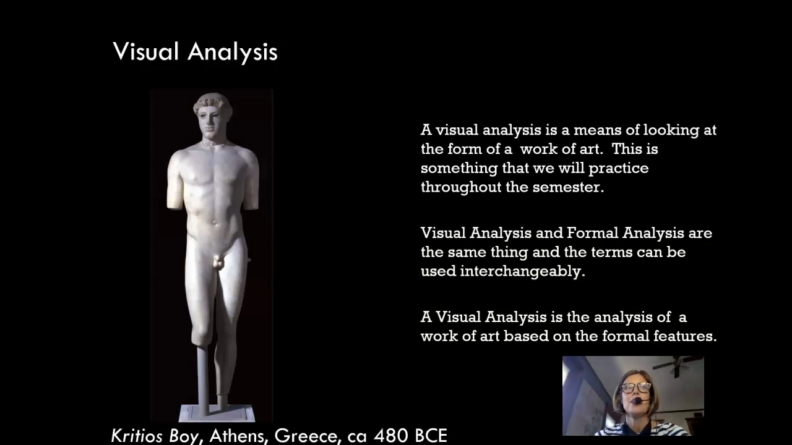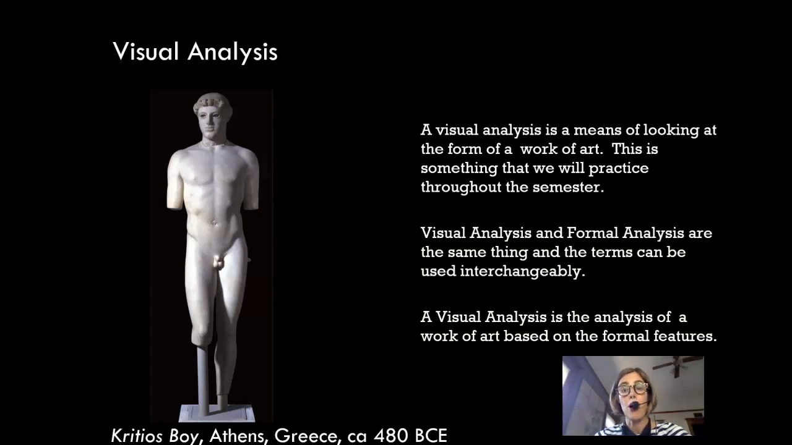Hi everyone. Today we're going to talk about a visual analysis. And in this video, I'm going to illustrate how one practices a visual analysis using a work of art that we are going to study this semester. I will go over the two parts of doing a visual analysis using an example that you see here, the Critias Boy, done in Athens in the 5th century BCE.